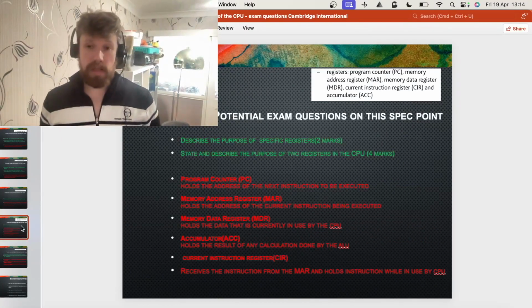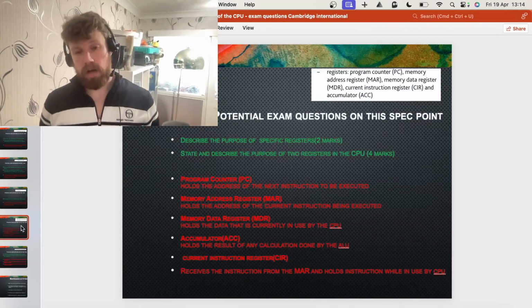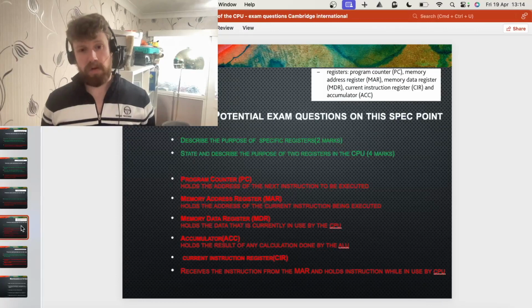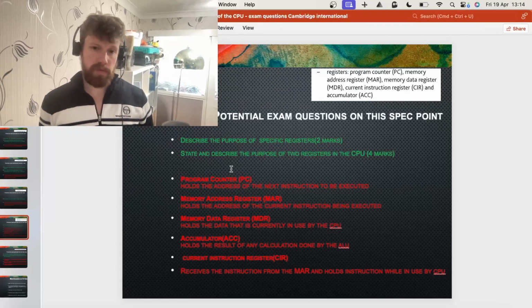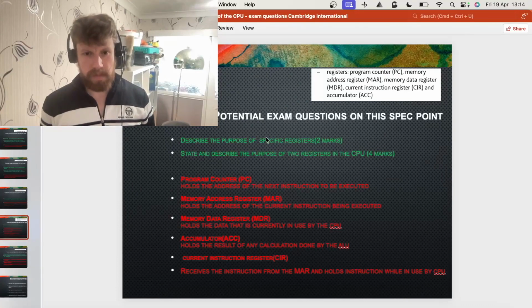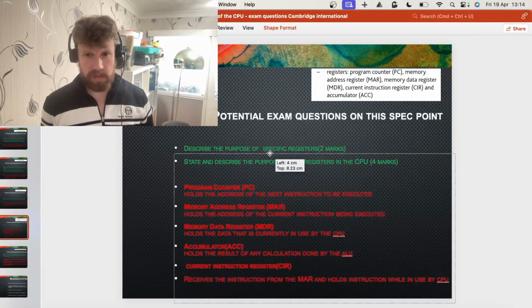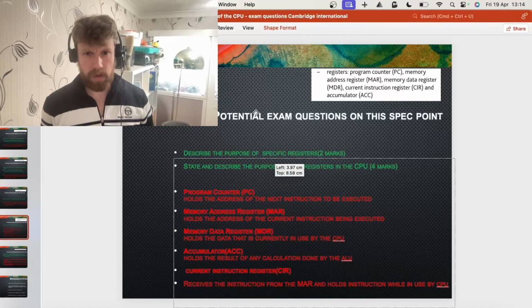We also have to look at the different registers, which you've got to know five of: the program counter, the MAR, the MDR, the current instruction register, and the accumulator. As you can see, I've put the names of each of them that you need to know. I'm just going to move this over to the side a little bit, just in case I'm blocking out the question.